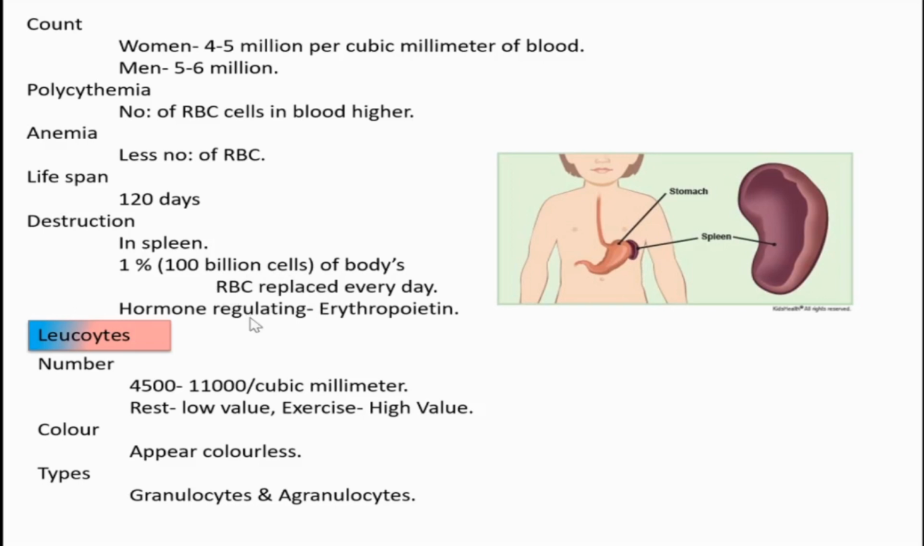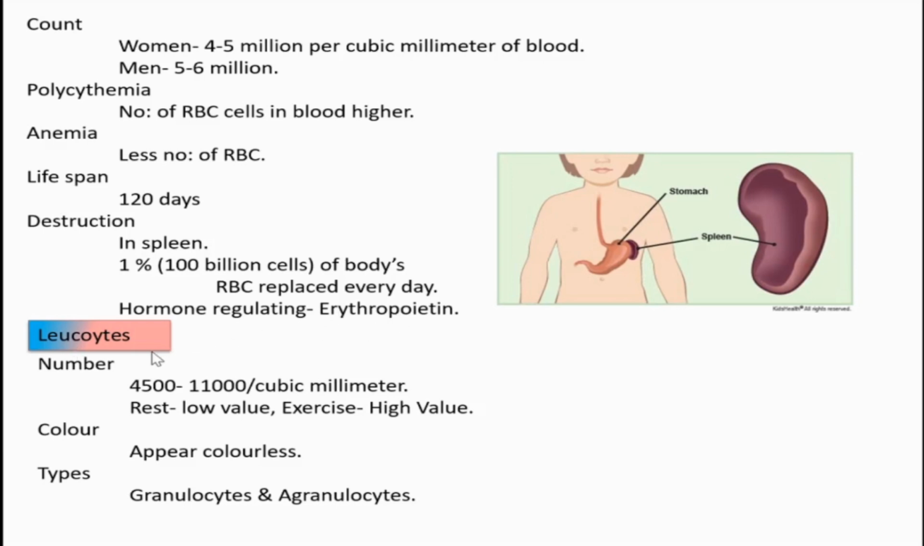And all the formation of RBC from bone marrow is initiated and stimulated by the help of a hormone called erythropoietin. Erythropoietin is the hormone that stimulates the formation of RBC from bone marrow tissue cells.